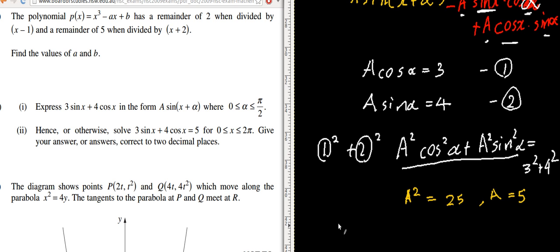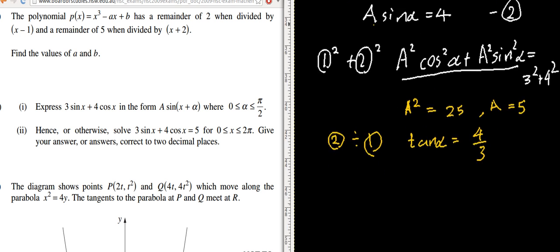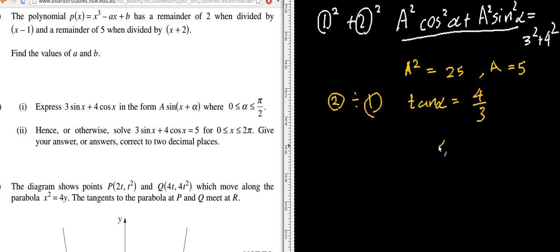All right, and in the same way, to get alpha, I need to go 2 divided by 1. So that way I get rid of a, right? And now I end up with tan alpha is equal to 4 on 3. And you can get alpha using a calculator. Alpha is simply equal to tan inverse of 4 on 3, and I'll let you plug that in the calculator yourself.